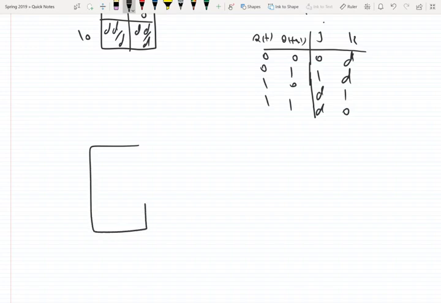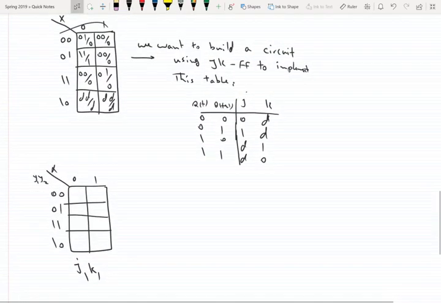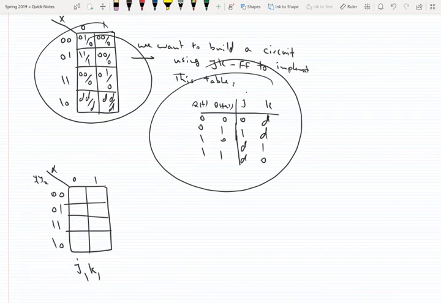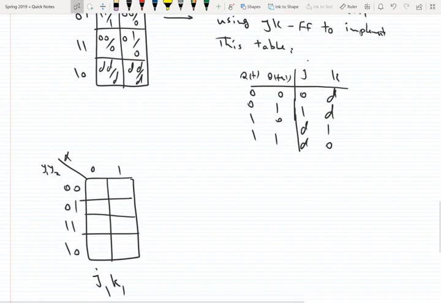We build a new table. X 0 1, 00, 01, 11, 10, Y1 Y2, and this table is for J1 K1, for the first flip-flop. Let's just complete this table from this table and this excitation table. Okay, let's look one by one. This one is for Y1.